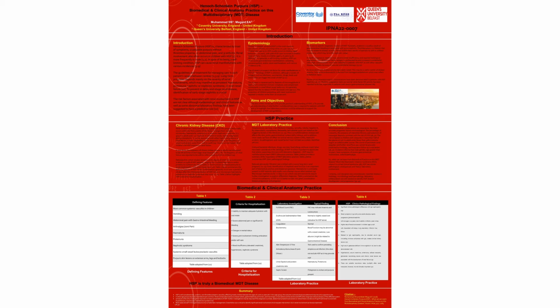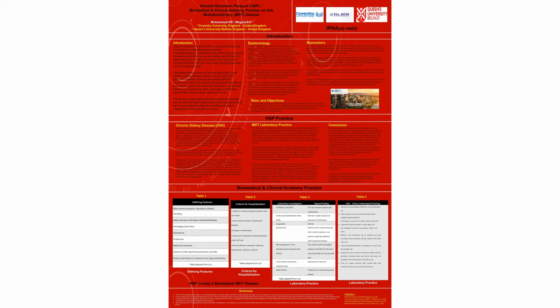So generally the tables and the poster in the poster presentations fall under the category of biomedical and clinical anatomy practice. So Table 1, as mentioned, provides context around the defining features. So it is the most common systemic vasculitis in children, there's vomiting, there can be abdominal pain and gastrointestinal bleeding, there can be joint pain, there can be haematuria, proteinuria, there can be nephrotic syndrome. And nephrotic syndrome gives the mixed picture as well.